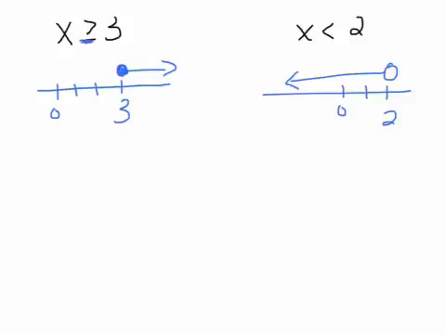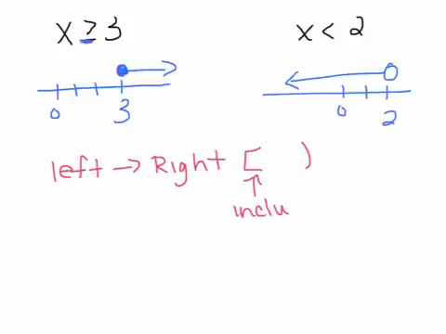Well, to go to interval notation always goes furthest to the left to the furthest to the right and everything it includes. Interval notation uses brackets and parentheses. Brackets means it includes, parentheses means it does not.